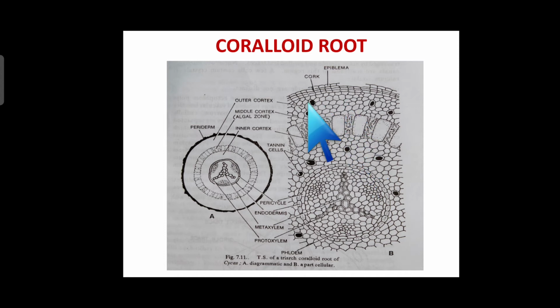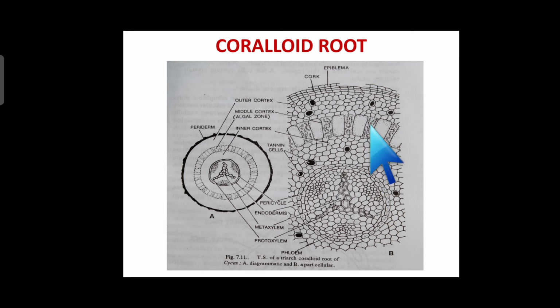Now this outer cortex, this outer portion here, is composed of compact polygonal parenchymatous cells. And the middle cortex layer: you can see this is the outer cortex, then we have the middle cortex. This middle cortex is also known as the algal zone. The algal zone, or the middle cortex, is one cell wide. It consists of loosely packed, radially elongated, thin walled cells with large intercellular spaces.